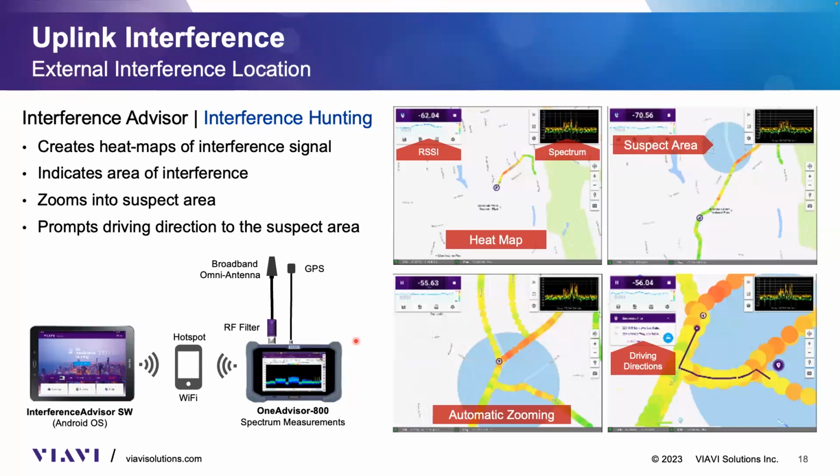Now, one important aspect when we do this type of interference hunting is to use filters. It's important to use filters because these filters are going to be able to eliminate any power from the downlink. That way we're able to concentrate and increase the sensitivity of my receiver, my spectrum analyzer here, by using filters.